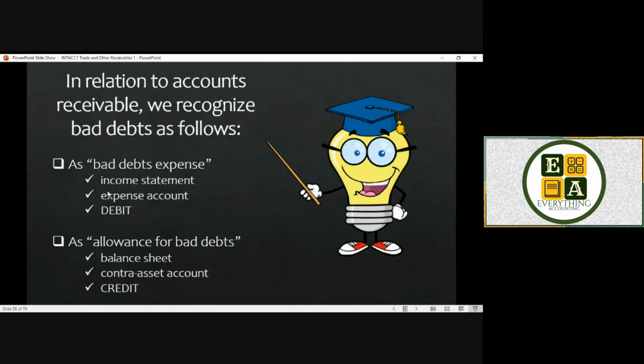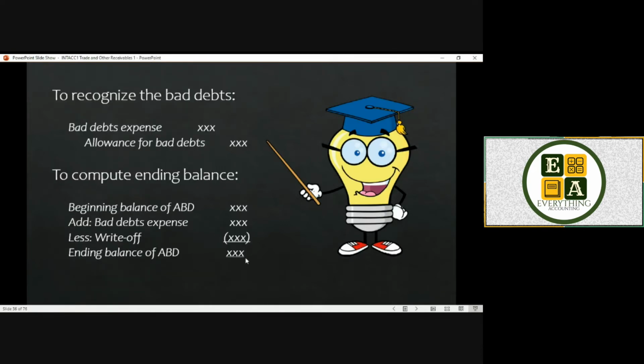Yung normal balance ng allowance for bad debts or allowance for doubtful accounts, since contra asset account siya, if asset account is debit, then contra asset is credit. Kaya nga contra asset. Kasi yung asset, debit, contra asset, credit. So I hope nasusundan yan. That is a basic concept lang for those two accounts.